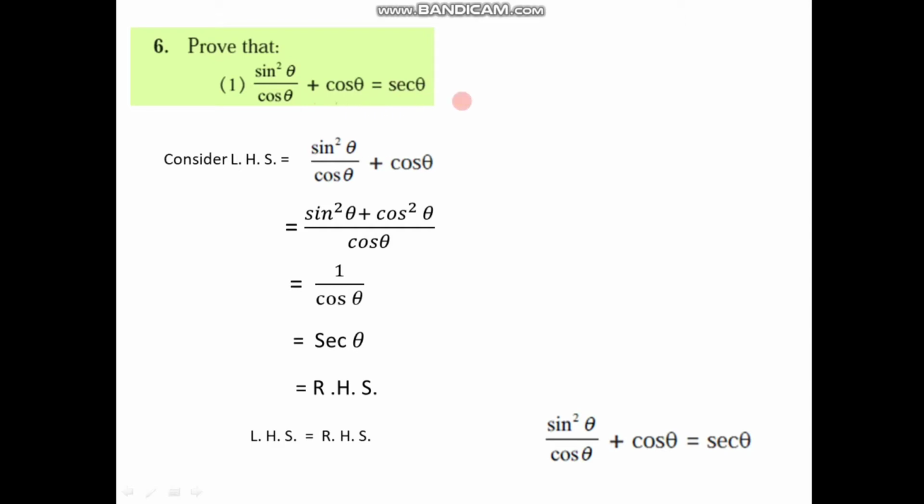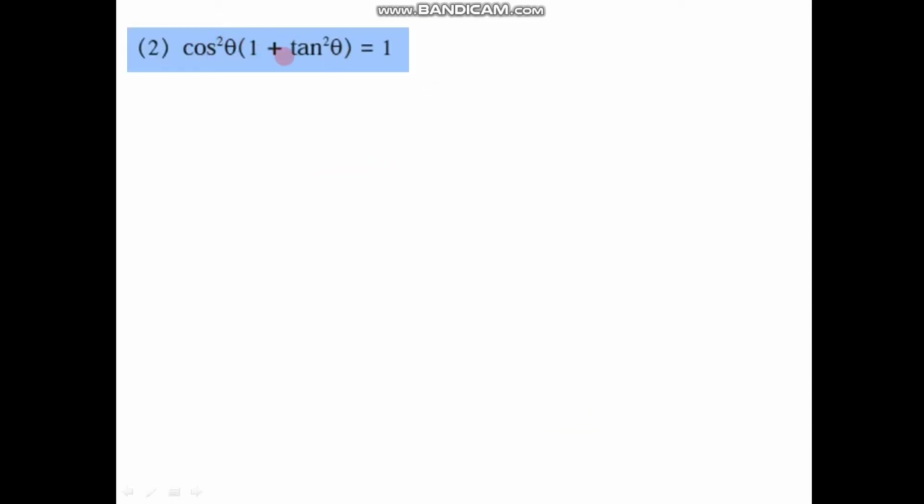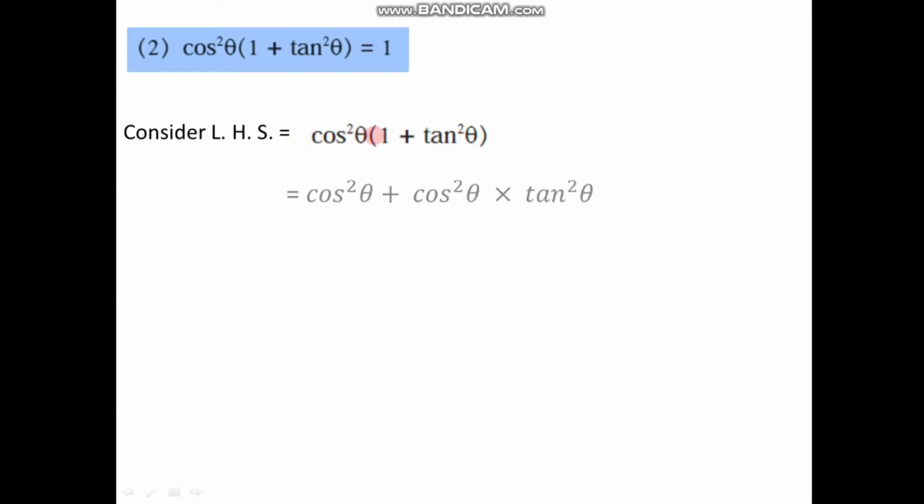Now let us consider the next problem, in which also we have to prove this one. Cos square theta into bracket 1 plus tan square theta is equal to 1. So again here consider the left hand side. Left hand side is cos square theta into bracket 1 plus tan square theta. So here if we multiply by cos square theta into bracket, we get cos square theta into 1, that's cos square theta, plus we have to multiply tan square theta by cos square theta, that is cos square theta into tan square theta.